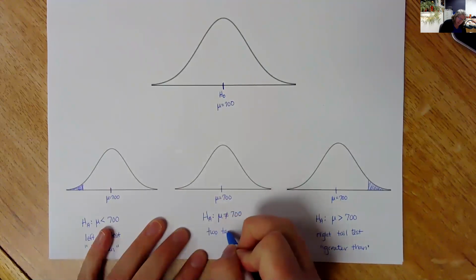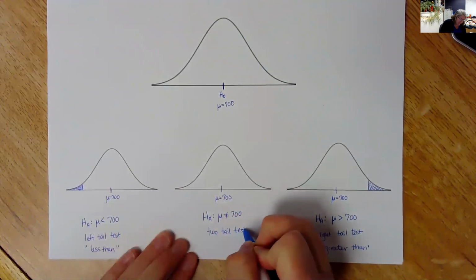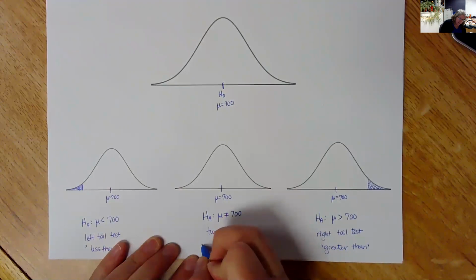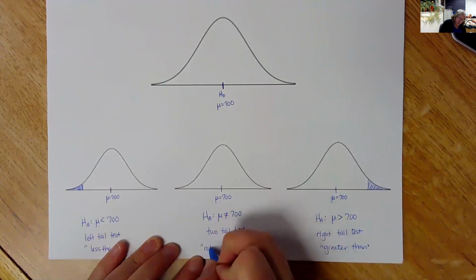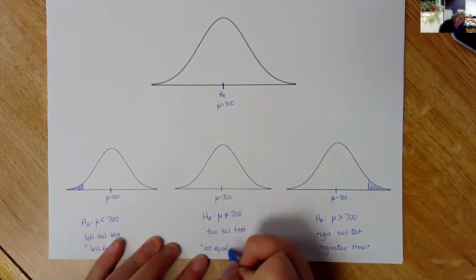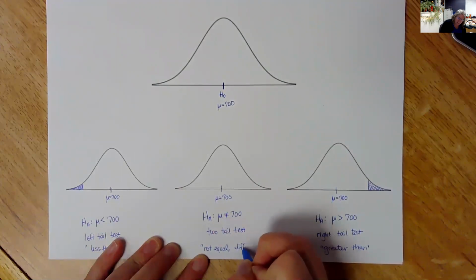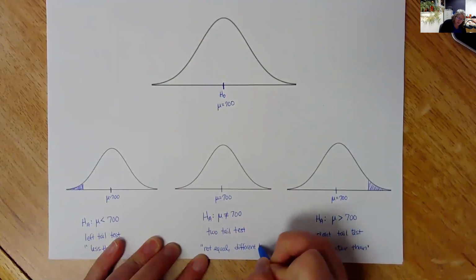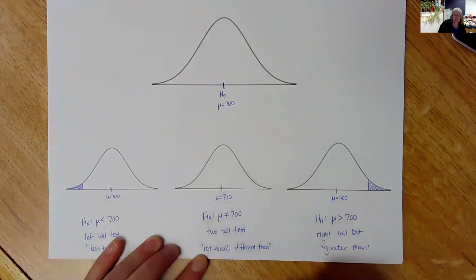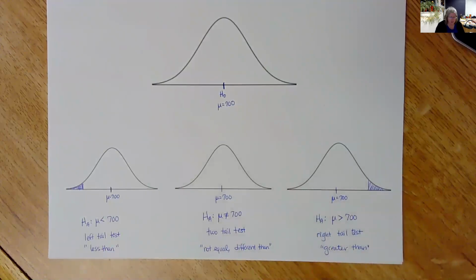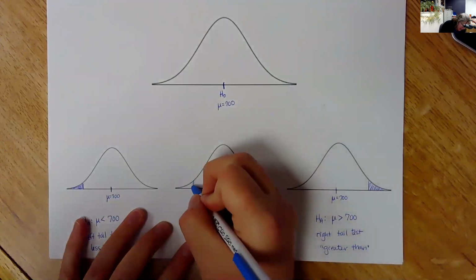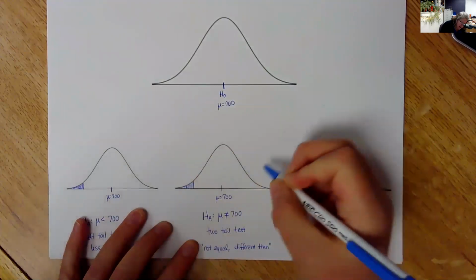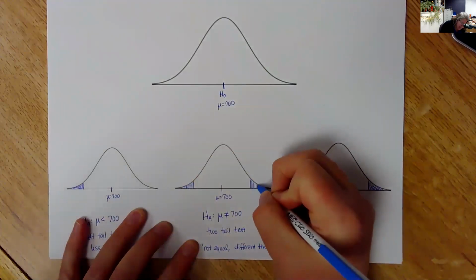This is the only type of two-tail test. Okay. And some people will say not equal to, but a lot of times you'll see this referred to as different than. Okay. So sometimes that'll be the wording that you'll see show up in a problem. And what we're looking at here is some sort of area on both sides of the curve.